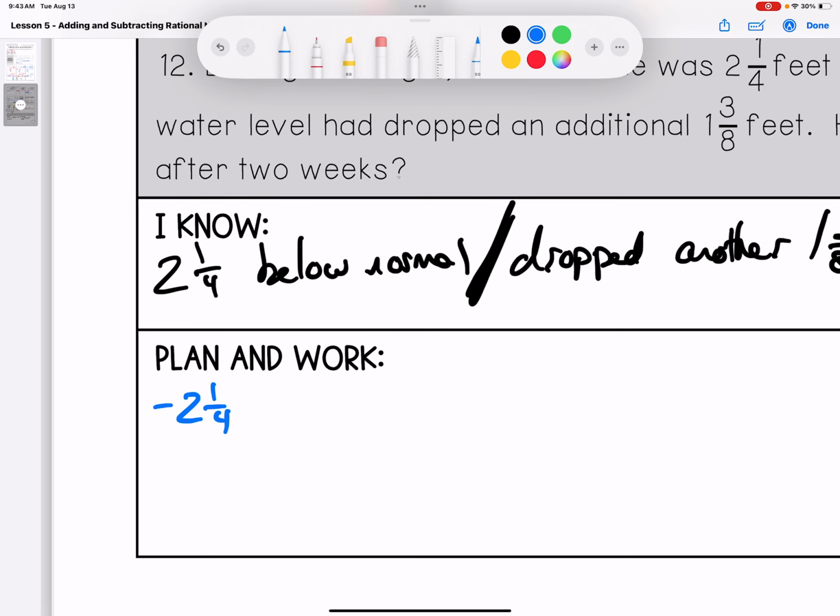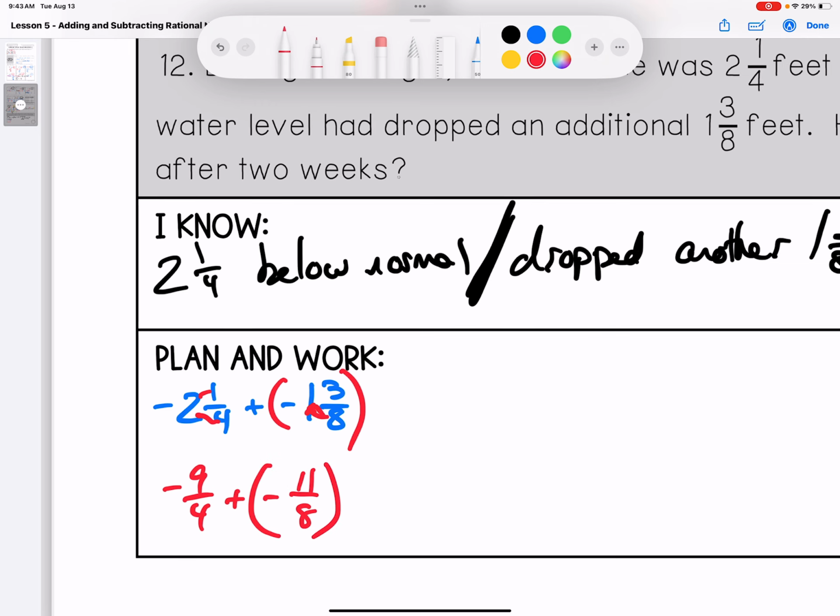First of all, we need to turn them into improper fractions. So 4 times 2 plus the 1 on top would be negative 9 over 4, plus 8 times 1 plus the 3 on top is 11 over 8. Okay, denominators are not the same, so we need to go ahead and make those the same. How do we do that? The 4 needs to go to 8, so we can multiply by 2. So the new problem becomes negative 18 over 8 plus negative 11 over 8.